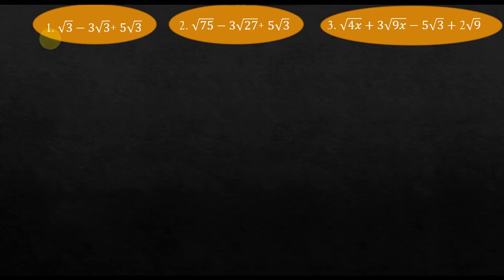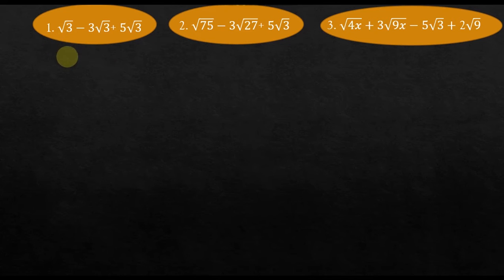Look at number 1. We have here square root of 3 minus 3 square root of 3 plus 5 square root of 3. As you can see, the radicals here are similar radicals since they have square root of 3. Similar radicals are radicals with the same radicand and same index. So therefore, number 1 are similar radicals, so we can add them.